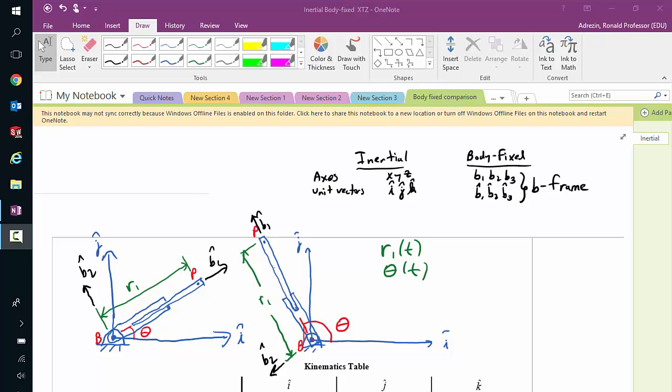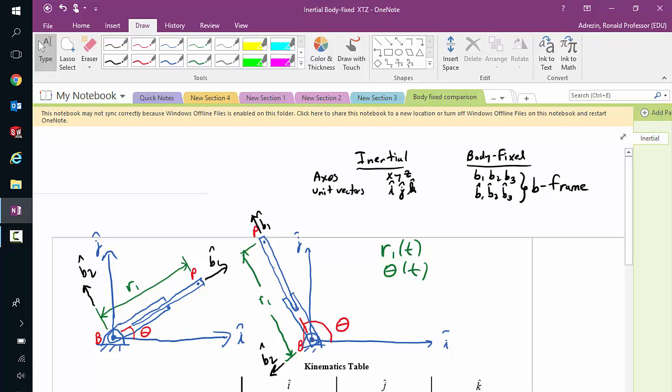Next, I'll be reviewing using a kinematics table with inertial frame and comparing it to body fixed. Here we have a link that's pinned at B. I show it in two positions, on the left and the right, pinned at B, and from B to P, it can extend. So it might be a pneumatic cylinder, hydraulic cylinder, a slot, but something that can move in a radial direction. So we see R1, that length is a function of time, as well as theta, of course, is a function of time.